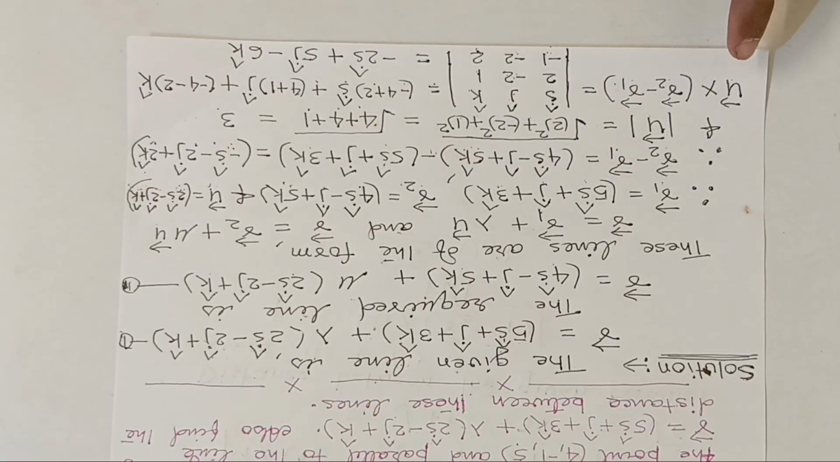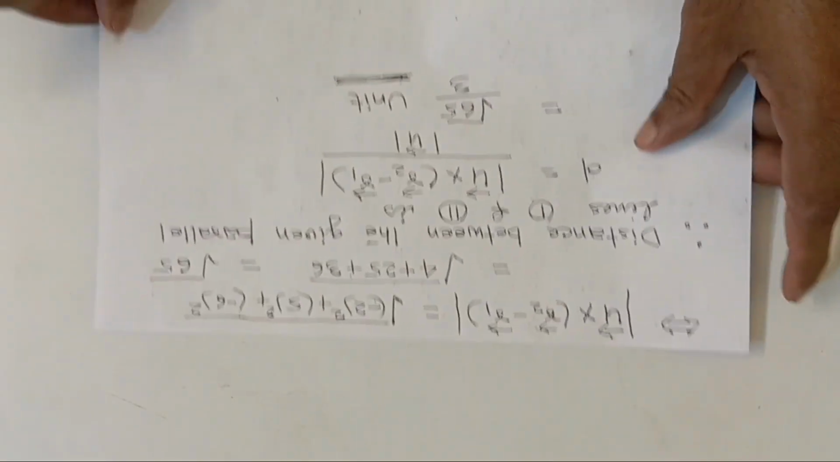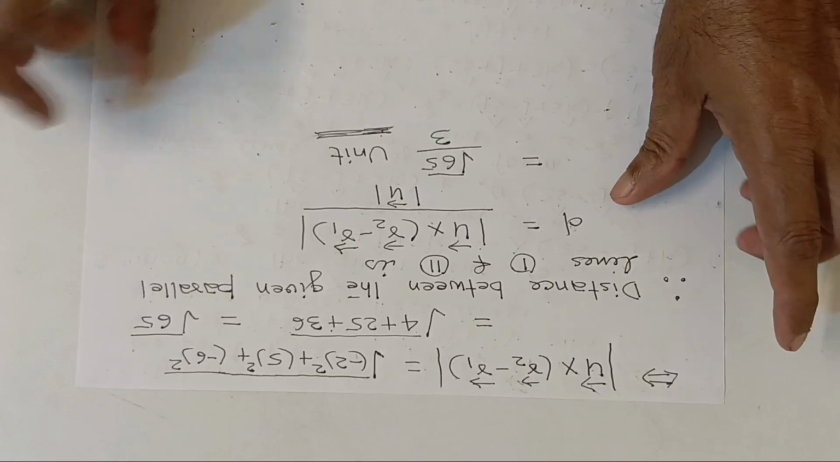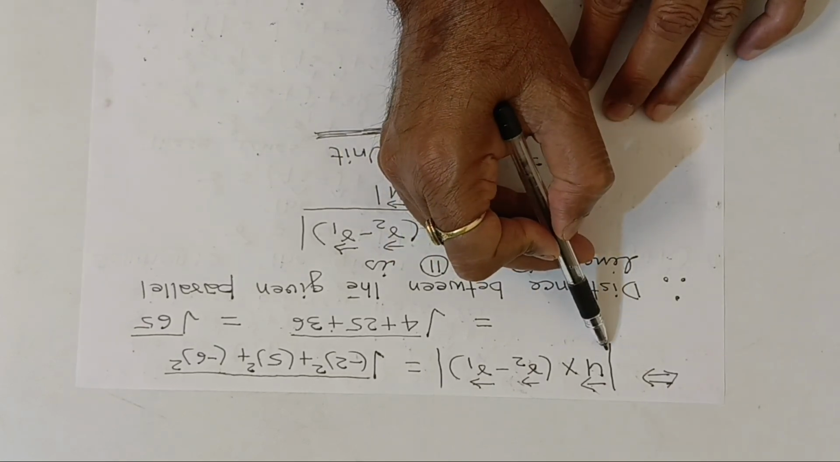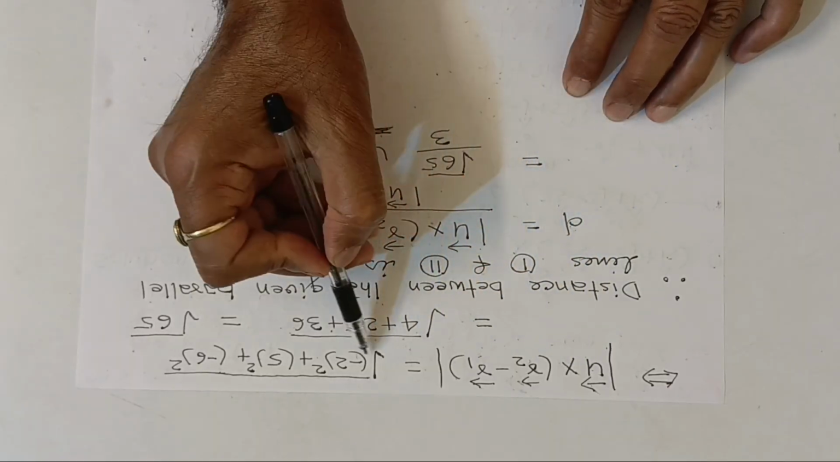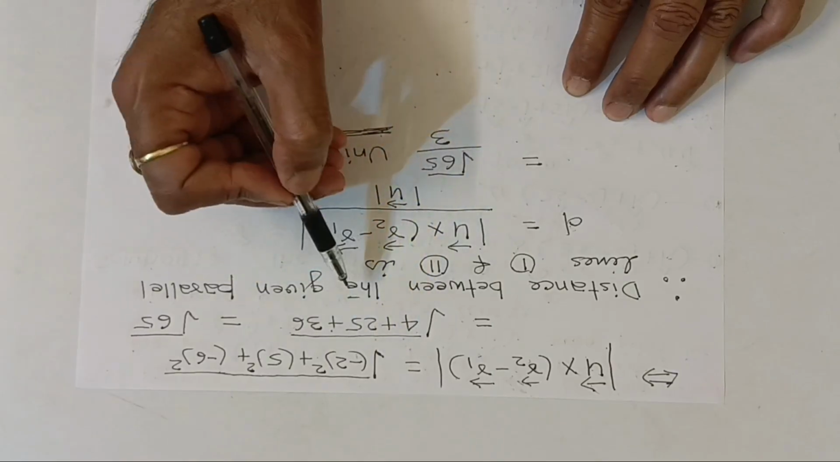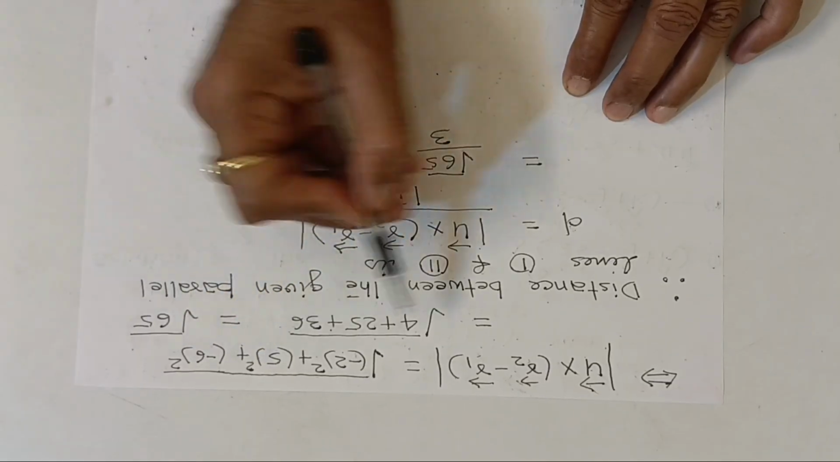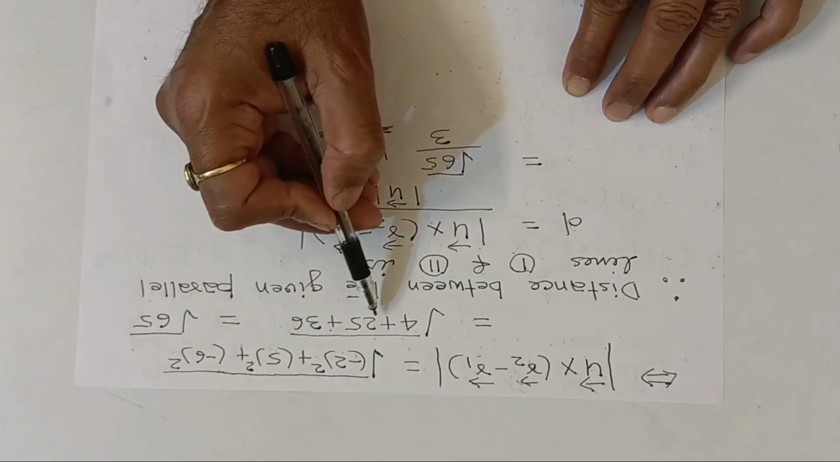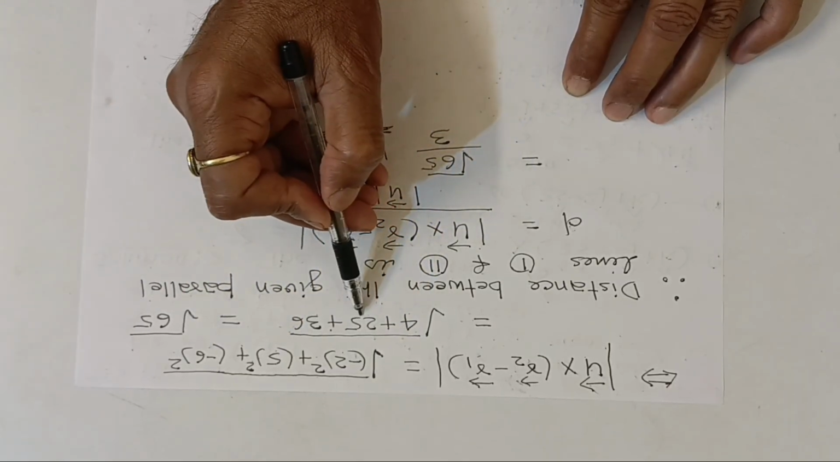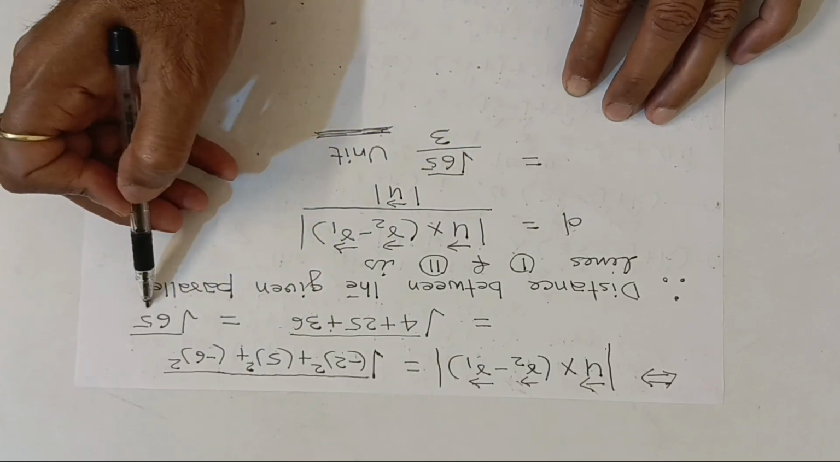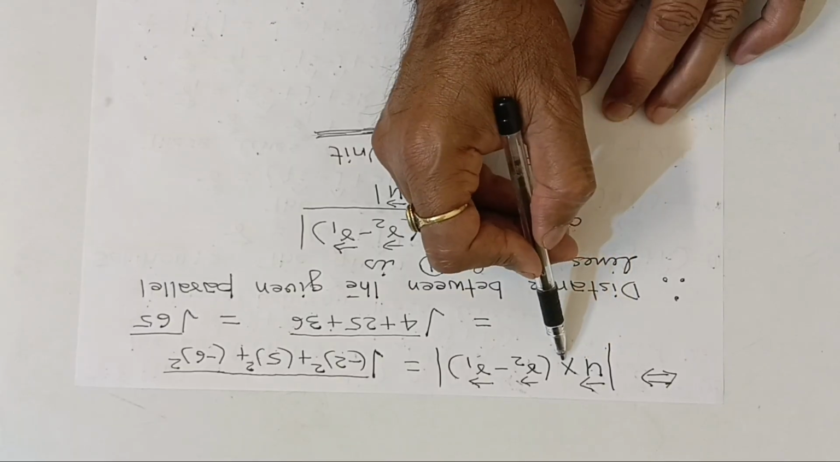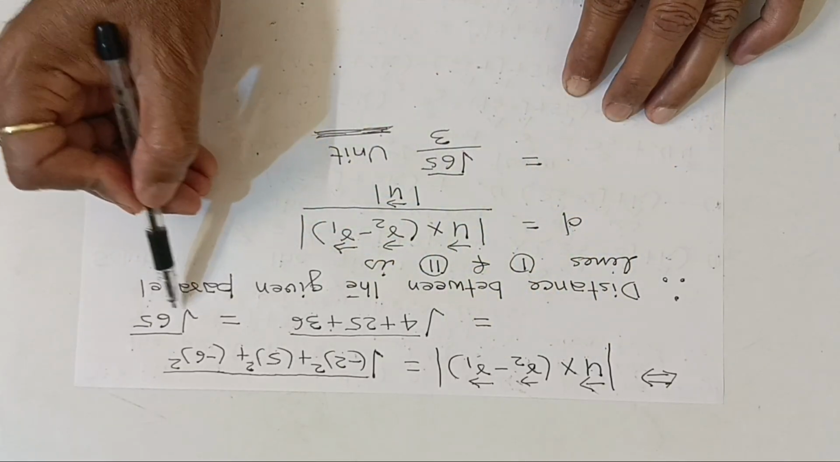Therefore, the mod of vector u cross vector r2 minus vector r1 is the square root of (minus 2) squared plus 5 squared plus (minus 6) squared, that is 4 plus 25 plus 36, which is 65. So the mod is square root 65.